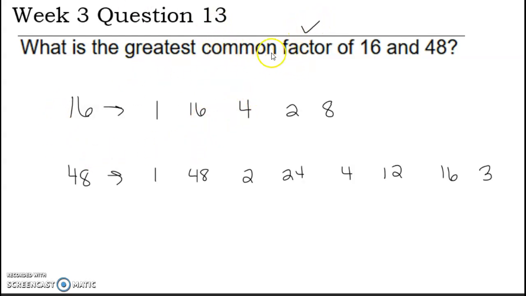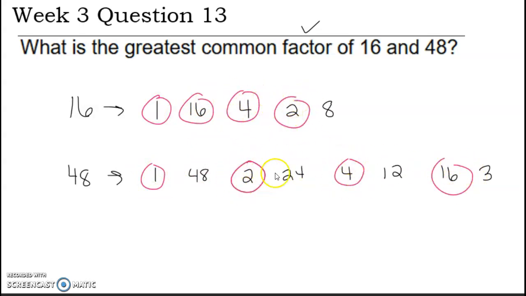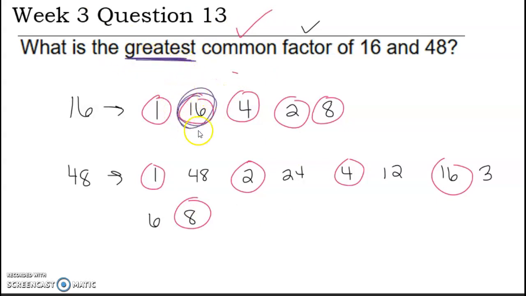Now I just have to find the common ones. Well, they both have 1 in common. They both have 16 in common. They both have 4 in common. They both have 2 in common. Oh, you know what I forgot? 6 and 8. Those are factors. Well, they both have 8 in common. Okay, so we did all the common factors. Now we just got to find the greatest common factor. And the biggest one is 16. That is the biggest number that they have in common.